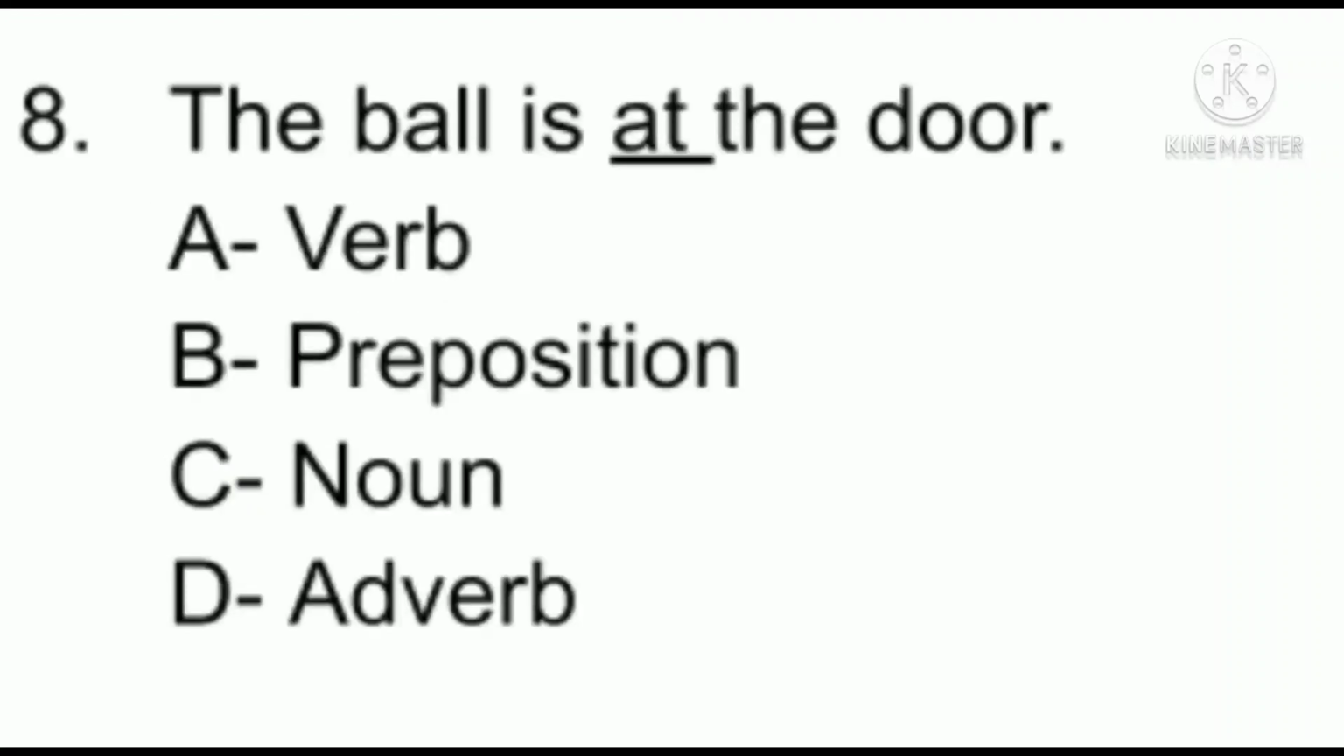So the next question is the ball is at the door. Here the underlined word is it and the options are A. Verb, B. Preposition, C. Noun, and D. Adverb. And I am giving you 10 seconds of time to complete it.